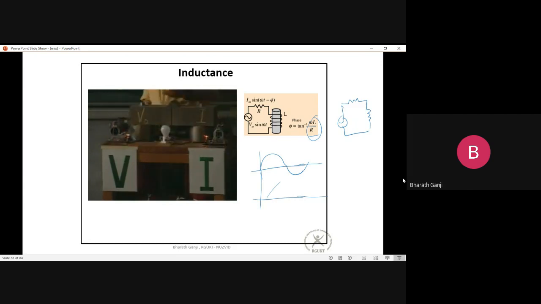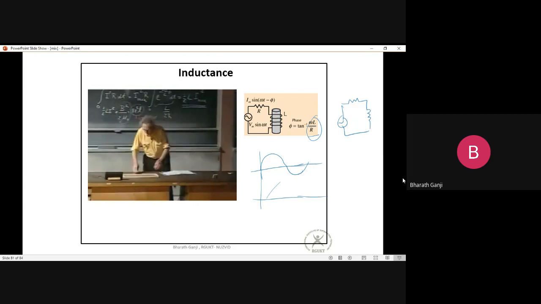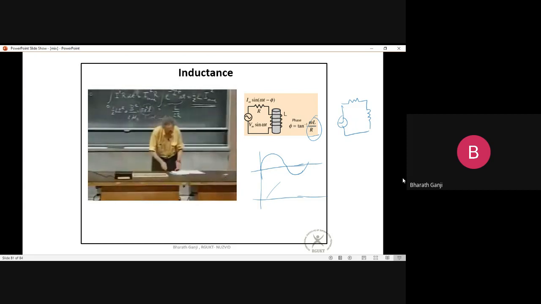So what you're seeing here is a remarkable example that the self-inductance is fighting itself. That's why the name self-inductance is so nice.